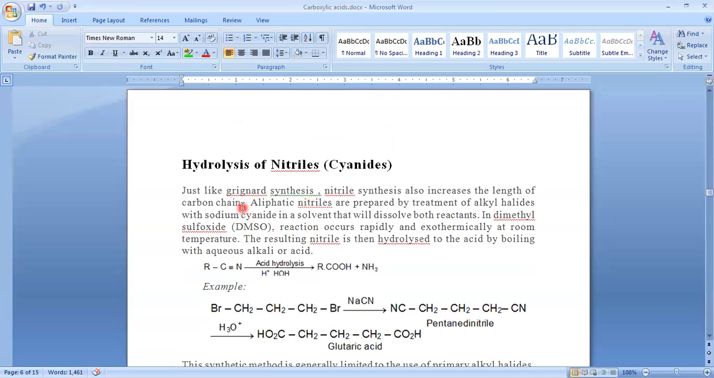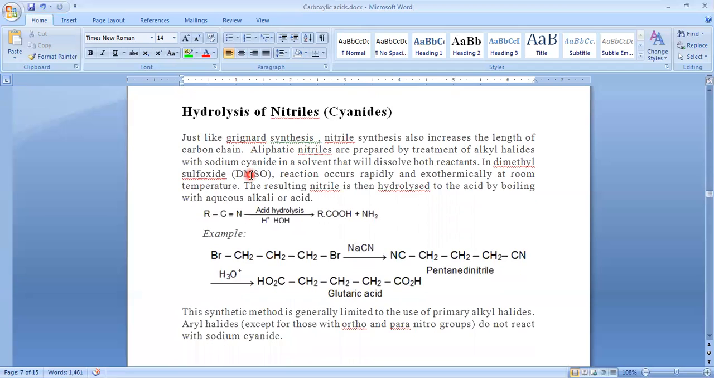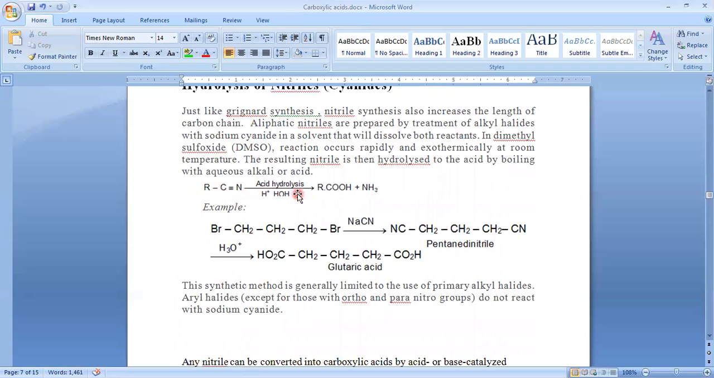Okay, next one is hydrolysis of nitrile. Nitriles generally we know as cyanides. Nitrile is the IUPAC nomenclature, in which CN is mentioned as nitrile. So this is the nitrile, and acidic hydrolysis of nitrile again will give a carboxylic acid.